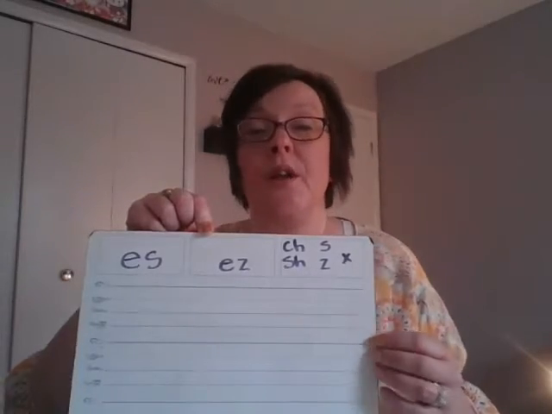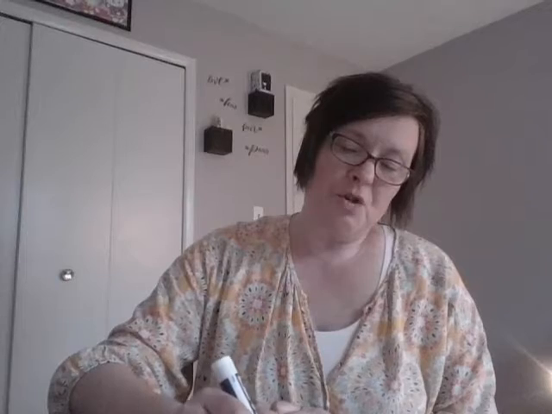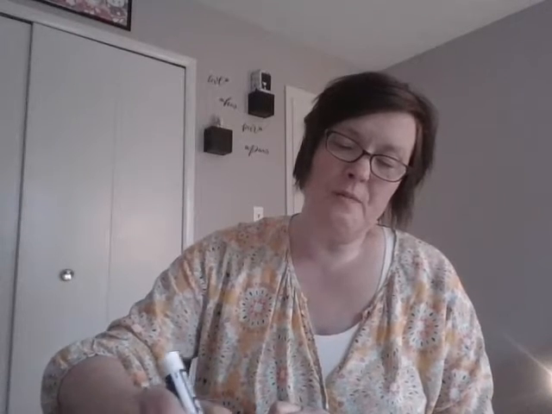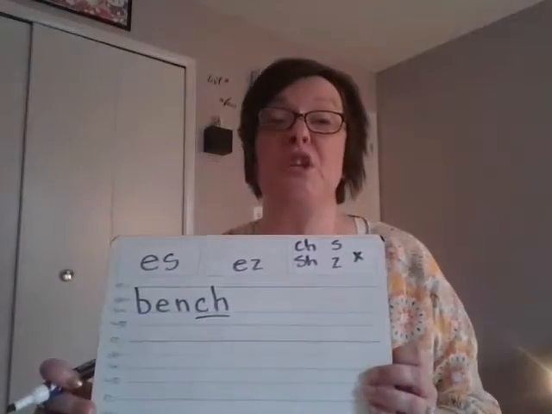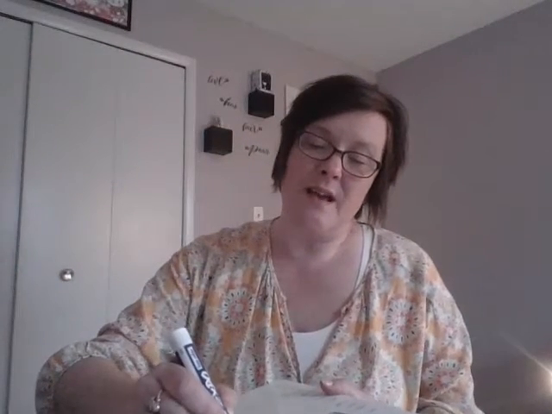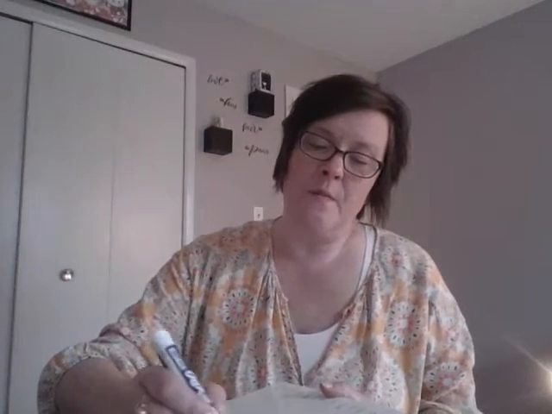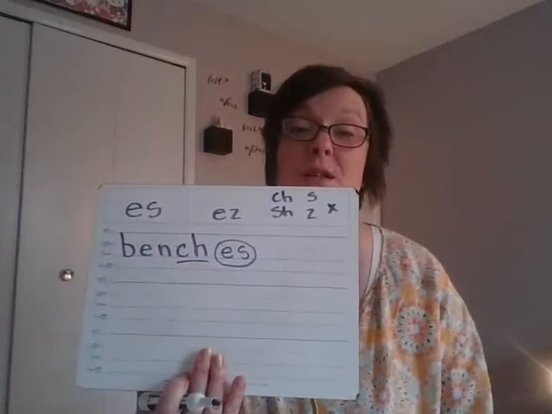So we're going to take a look at a few examples to see how this suffix works at the end of words. So let's use the word bench. So I'm going to write the word bench, and I can hear that digraph ch at the end of bench. So if I wanted to change bench to benches, I would add my suffix es on to the end. It's not just a plain s, we get that sound in there a little bit when we have benches.